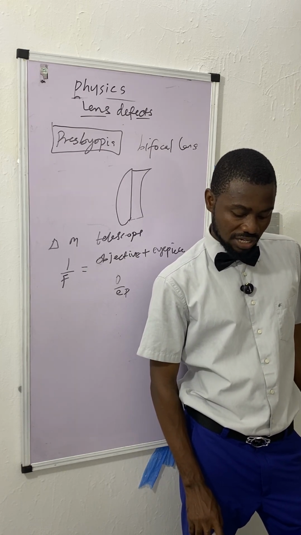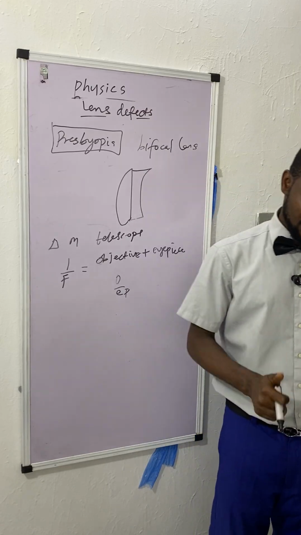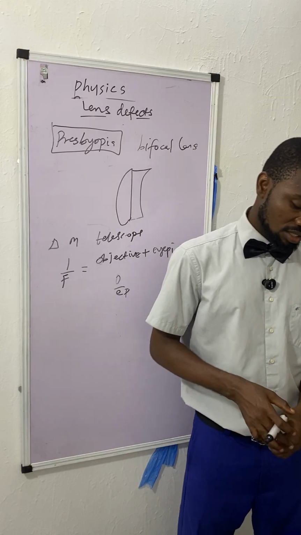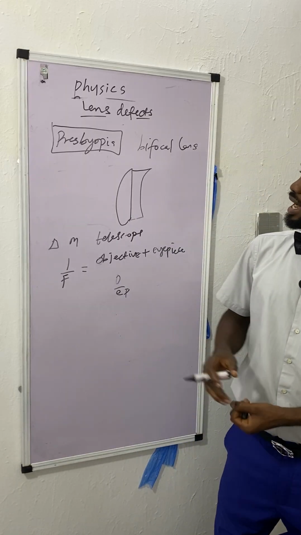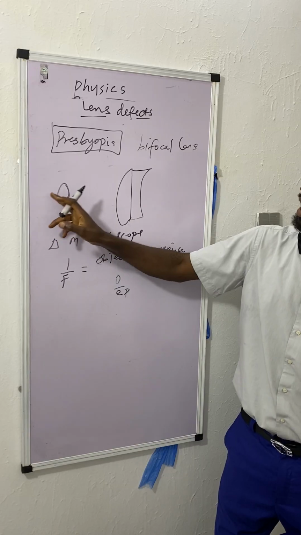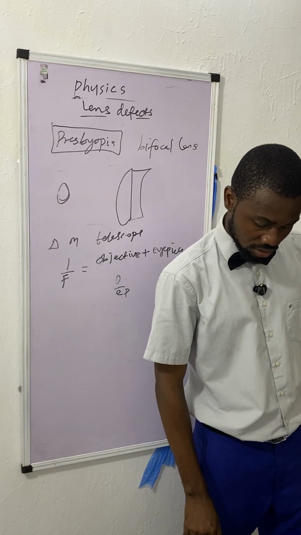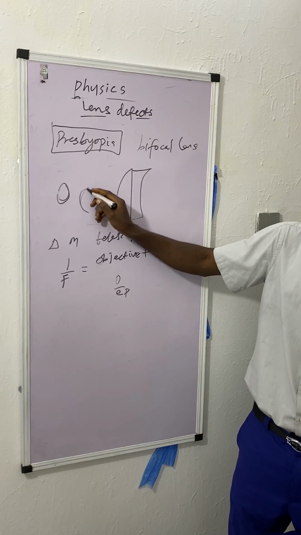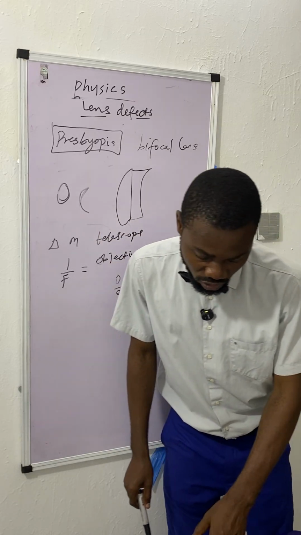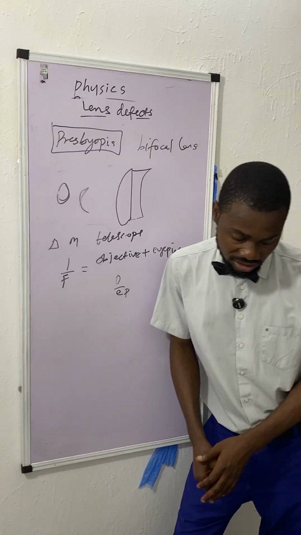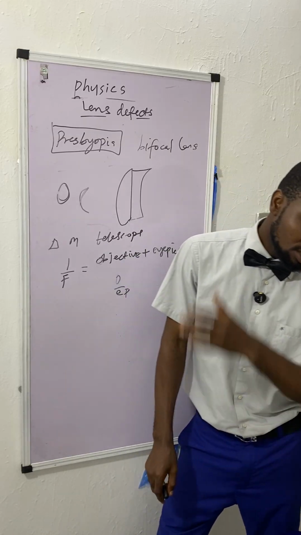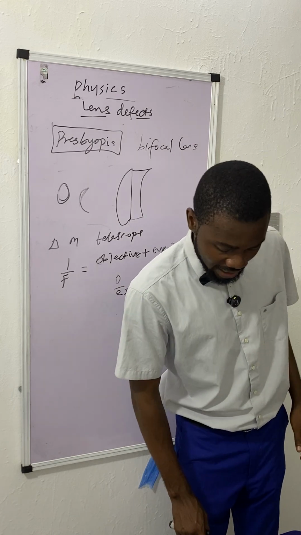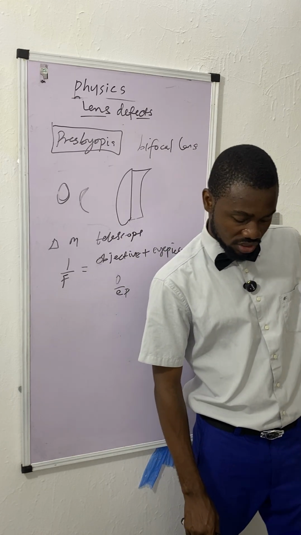The question here is, the human eye differs from a camera in that the eye has: A, a fixed lens, that's the camera; B, an adjustable lens; C, no aperture. Hope you know the meaning of aperture. Aperture is opening, or it can also be referred to as curvature. D, no retina. We are talking about what the eye has. The answer is B, adjustable lens.